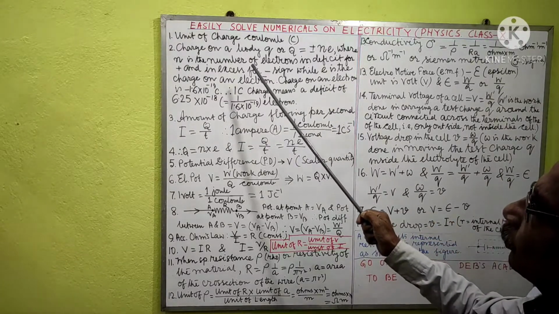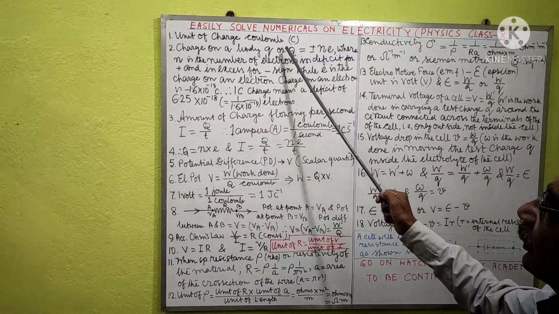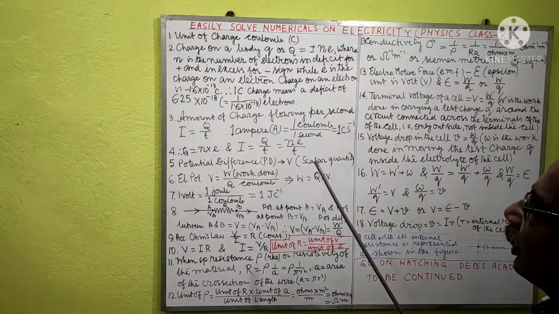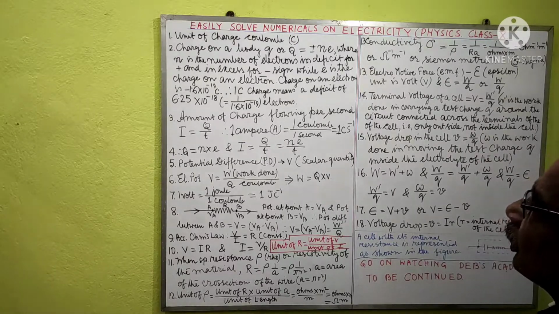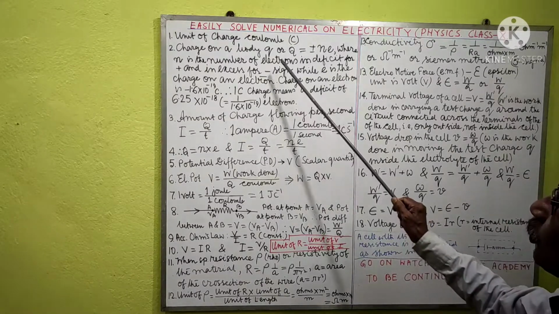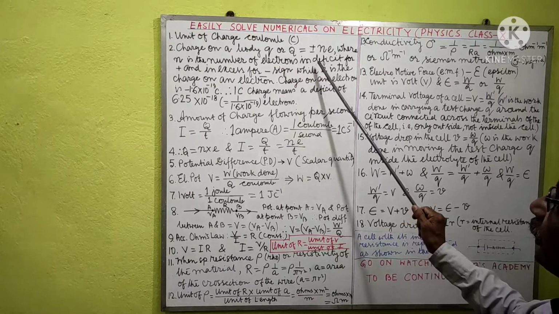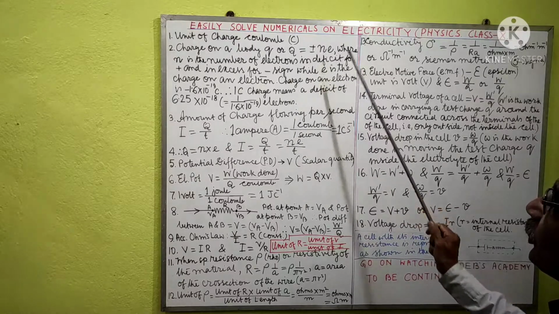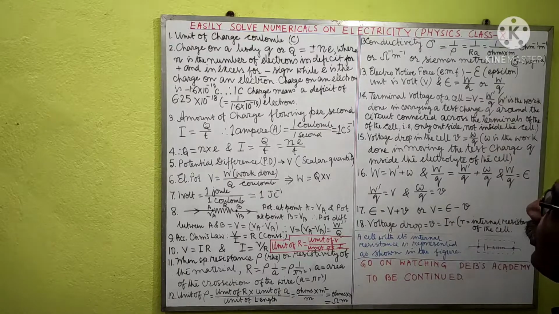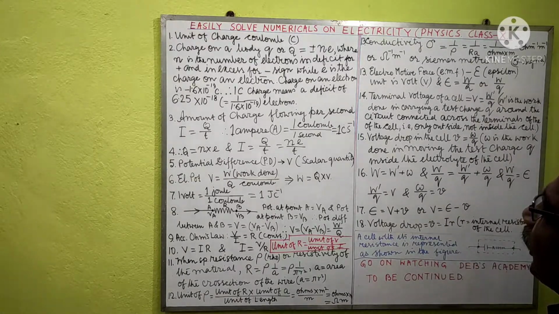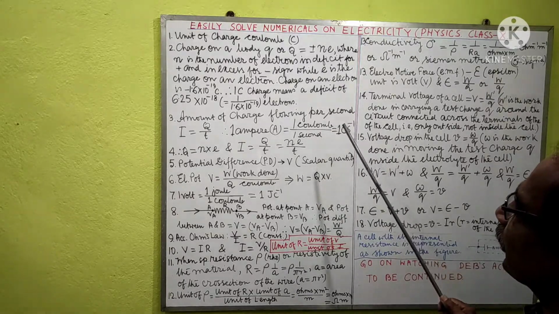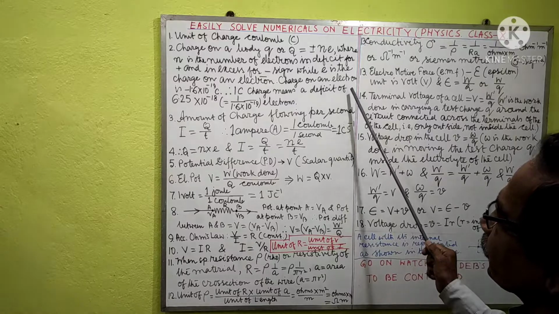Here we have taken the unit of charge, that is Coulomb, C, and charge on body Q, may be small letter or capital letter, equal to plus or minus Ne. Plus is for deficit of electrons and minus is for gain of electrons, because electrons are always negative in charge.